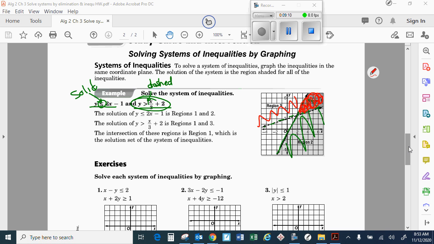Okay, it has to satisfy both inequalities. Okay, so this red only satisfies 1. This green only satisfies 1. But this red and green satisfy both. That's why it's the shaded region. Okay, so that's how you do this page right here.